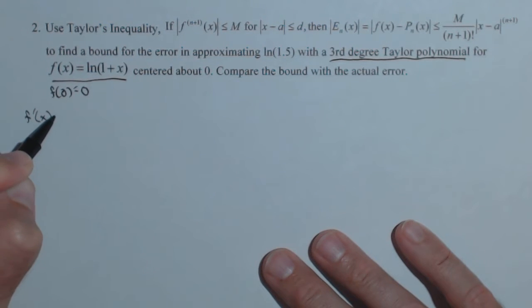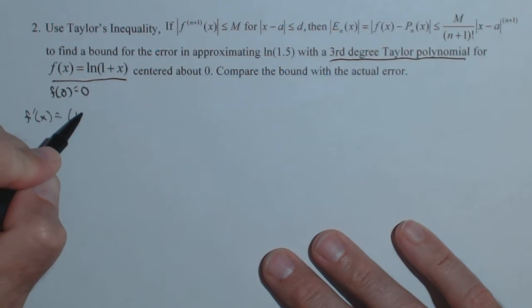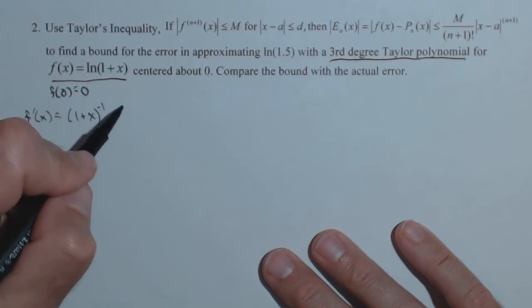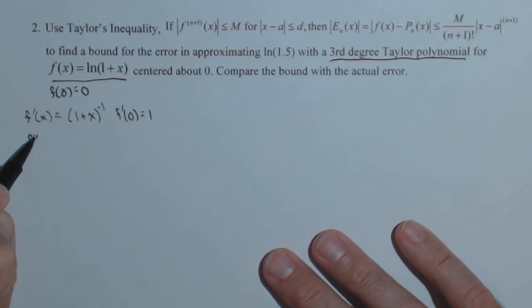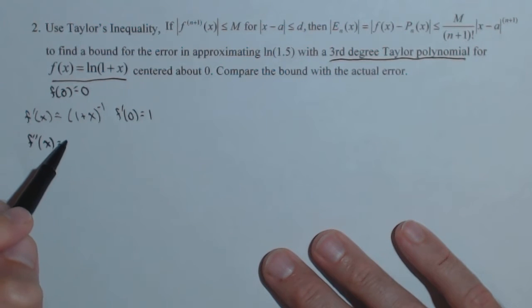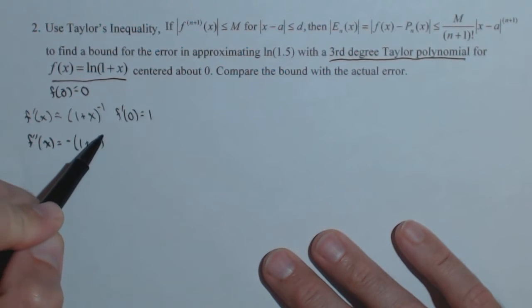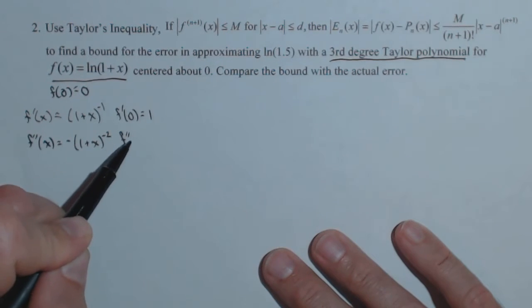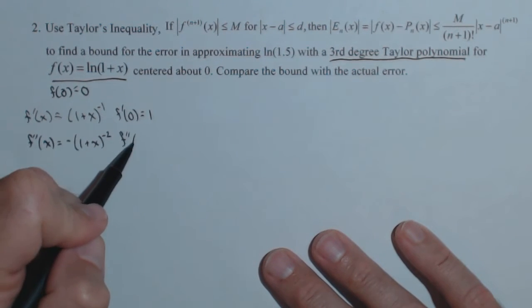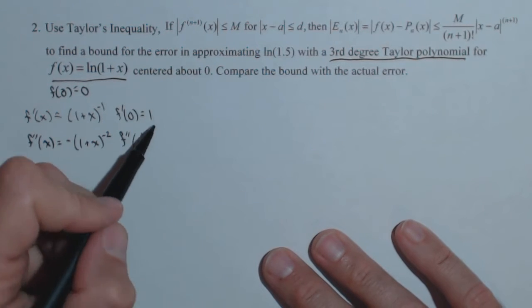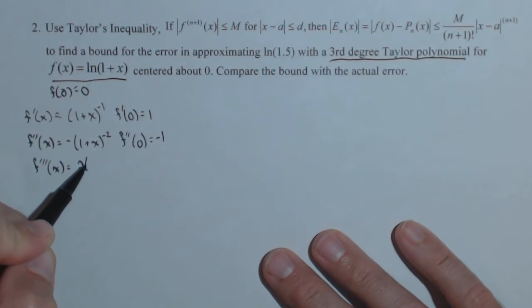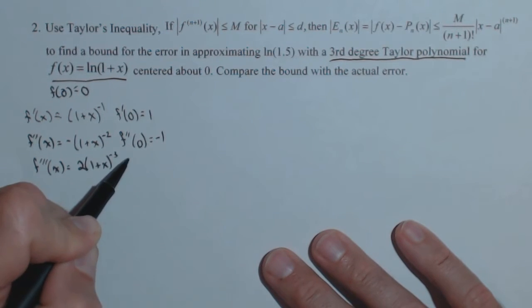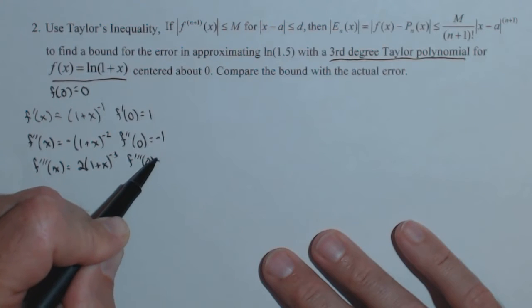F prime of x is 1 over 1 plus x, but I'm going to write it this way: (1 plus x) to the minus 1. F prime of 0 equals 1. F double prime of x equals negative (1 plus x) to the minus 2. F double prime of 0 equals negative 1. F triple prime of x equals 2 times (1 plus x) to the negative 3. So f triple prime of 0 equals 2.